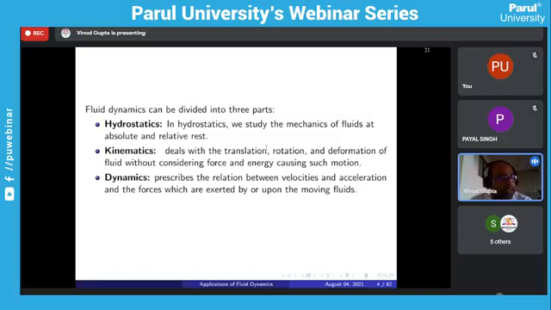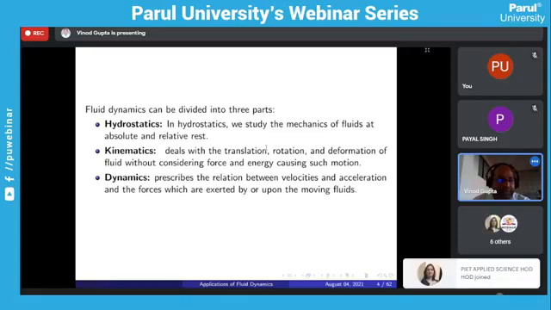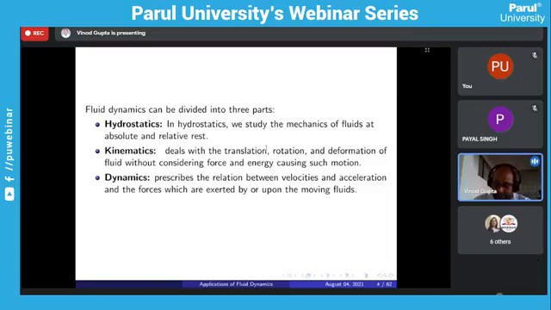Rotation is a body force. You may consider rotation, electromagnetic force, and gravitational force. All these are body forces. We will not consider them in kinematics. In dynamics, we will consider all of them. So we will study the behavior of fluid, velocity, and acceleration under the forces exerted on the moving fluid.